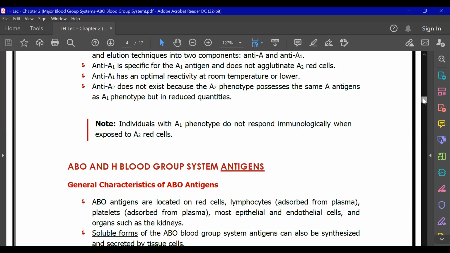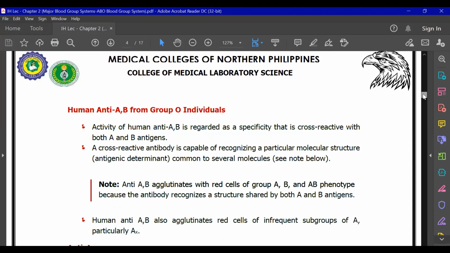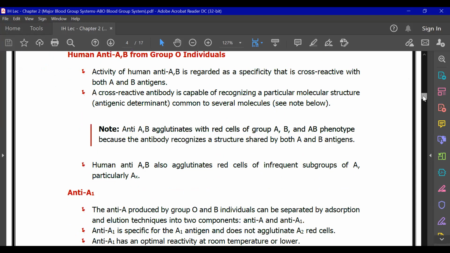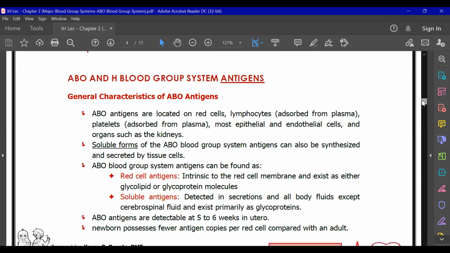Okay, so that would be the brief description of your anti-A1. Let's move on to the ABO and H blood group system antigens. Our discussion earlier was on the ABO antibodies. So now we are going to the ABO and H blood group system antigens. Here we have the general characteristics of your ABO antigens.